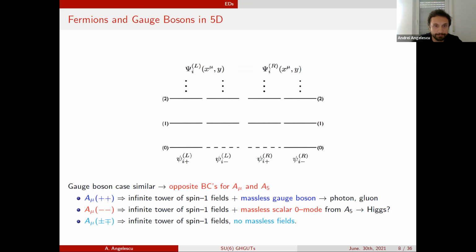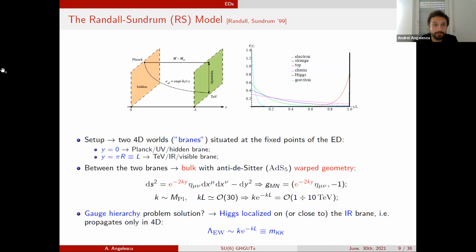Okay, so what I said here was in the context of flat extra dimensions, but the main ideas, Kaluza-Klein decomposition and boundary conditions, apply equally to warped extra dimensions. You have the same prediction for the massless zero modes. So now I'm going to go to the warped extra dimensions.